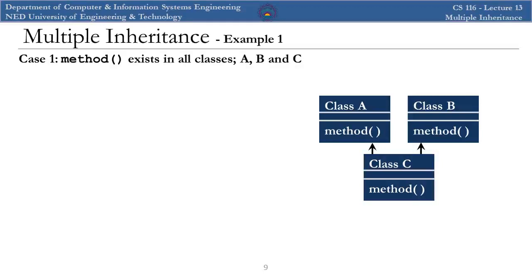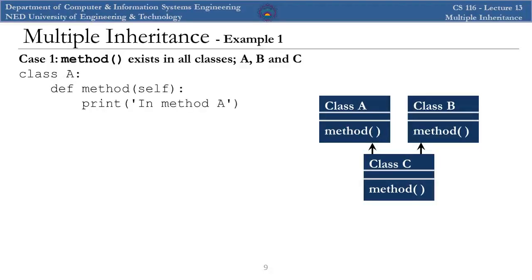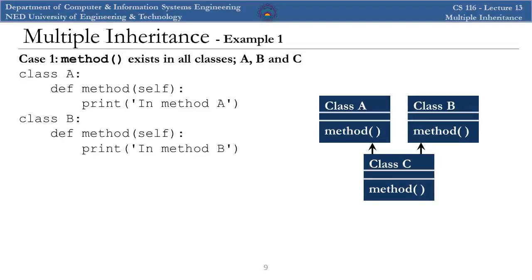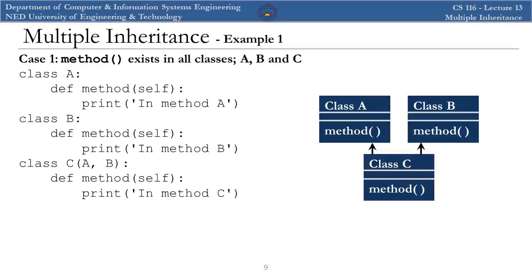Now let's start writing the code. In class A, I'm implementing this method by printing this statement in method A. This will indicate that the method from class A has been executed. Similarly, for class B, I'll implement the same method with the same name, but it will print a different message, and this will indicate that we are in class B. And lastly, in class C, we'll implement again this same method, but here we'll print in method C, right?